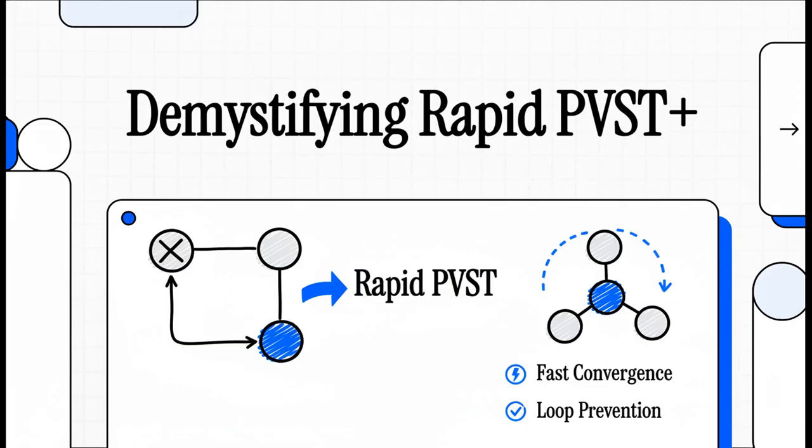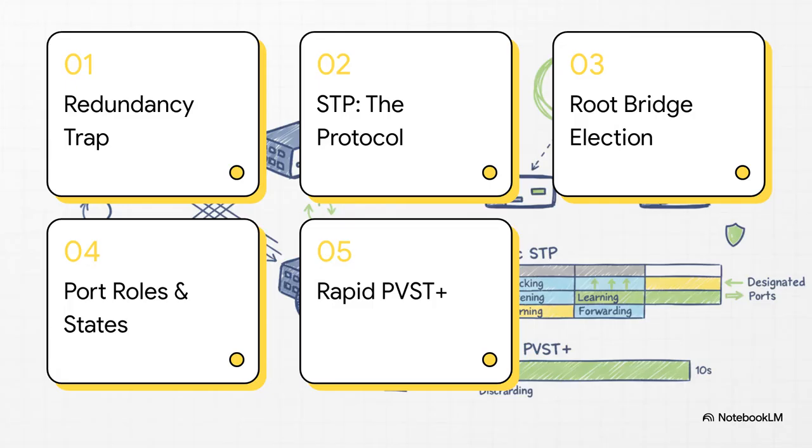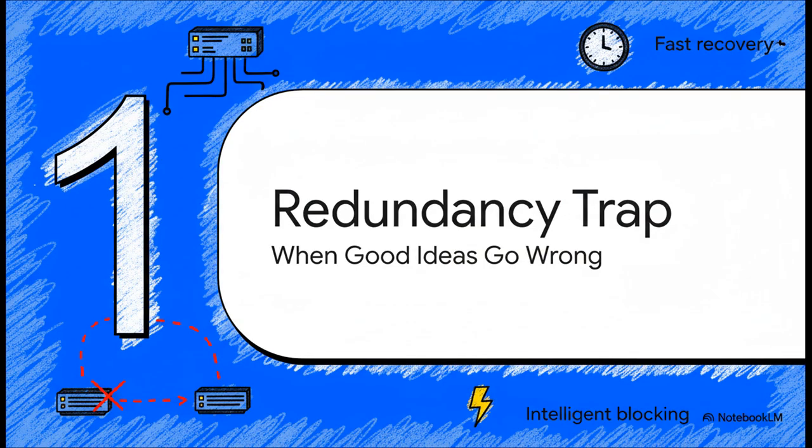So here's our game plan. First, we're going to walk right into what I call the redundancy trap. Then, we'll introduce the hero of our story, the original spanning tree protocol. We'll see how it elects a leader for the network, how it gives every port a specific job to do, and finally, we'll watch it evolve into the super fast version we rely on today, Rapid PVST+. All right, let's kick things off with Section 1, the redundancy trap.